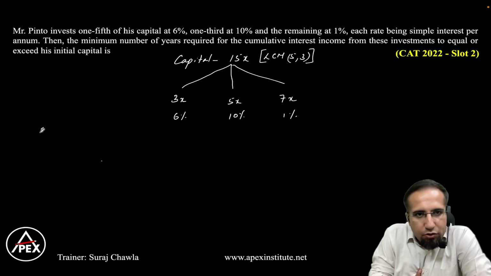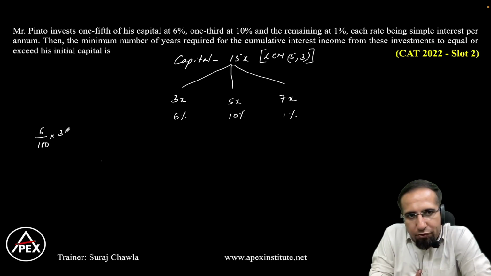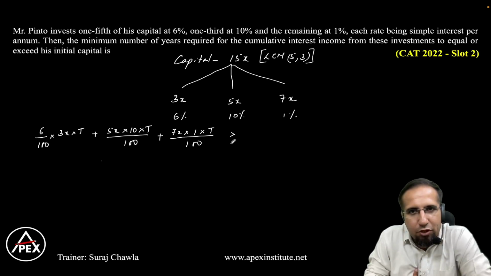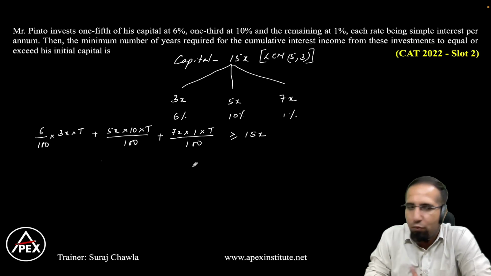Okay. So I do not know for how many years. Let's say 6 percent of 3x for t years is the interest from here, plus this becomes 5x into 10 into t divided by 100, PTR by 100, plus this becomes 7x into 1 into t divided by 100. Now this whole thing, those investments, should be equal to or exceeding the capital. So greater than or equal to 15x is what we want.